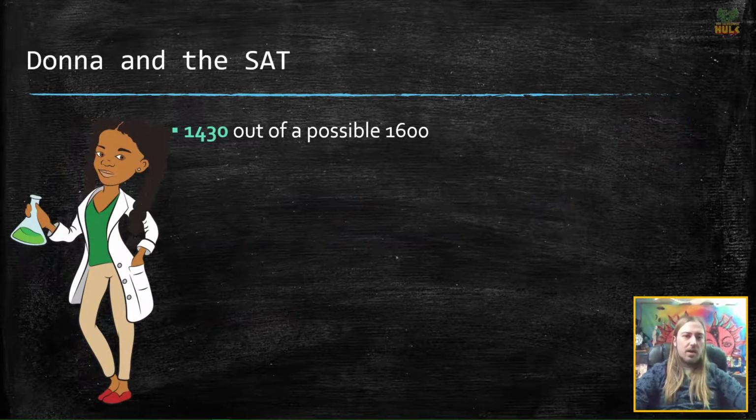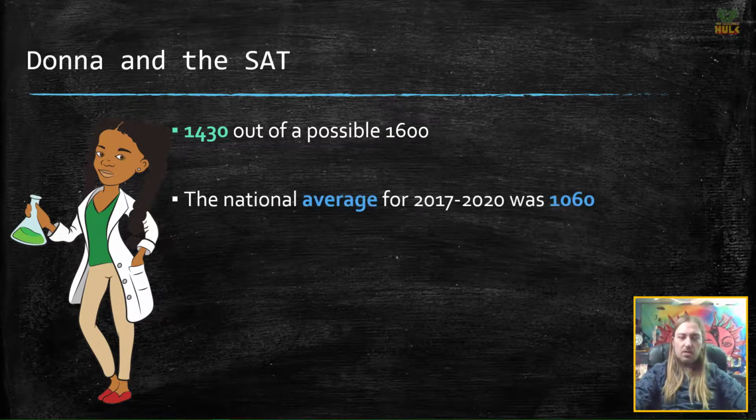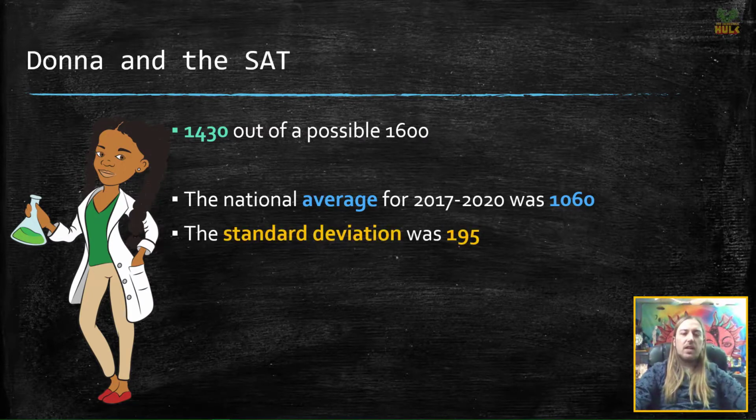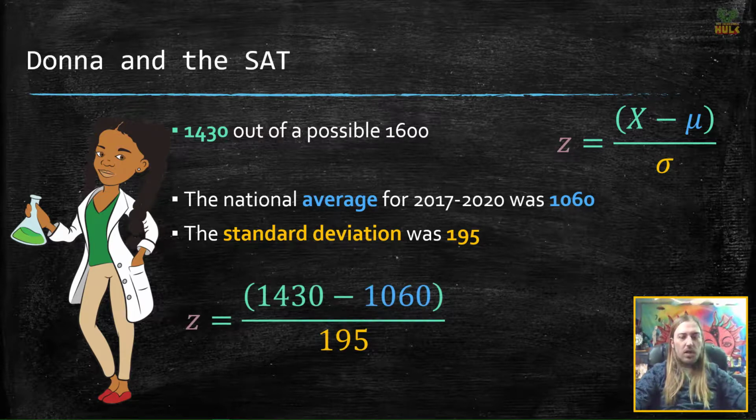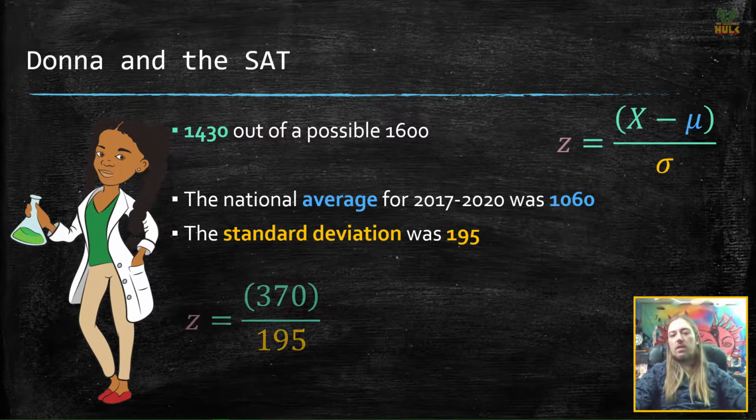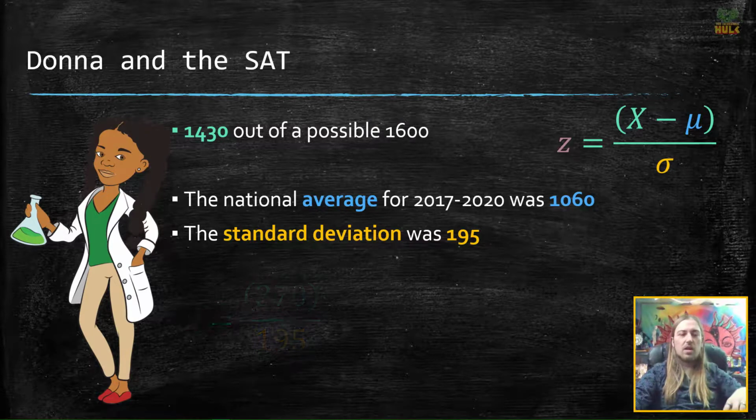Now let's look at Donna. Donna got 1,430 out of a possible 1,600. The national average for 2017 to 2020, I also looked up, was 1,060. So she's, again, just like Anna, considerably above the average. The standard deviation for those years was 195. So we'll do the same thing. We'll take that mean and standard deviation, plug it into our formula along with Donna's 1,430 score, and calculate the z-score. Donna has a z-score of 1.9.